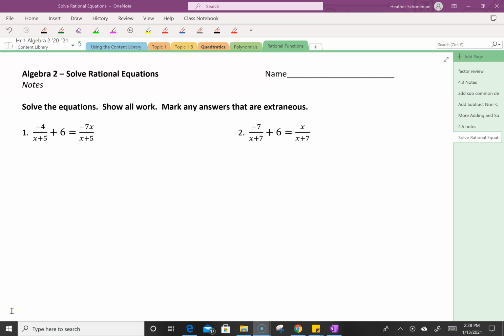Okay, today is the second day of solving rational equations, and we're not really learning anything new that we didn't learn last time. We're just going to keep reviewing the same skills and get more confident at it.